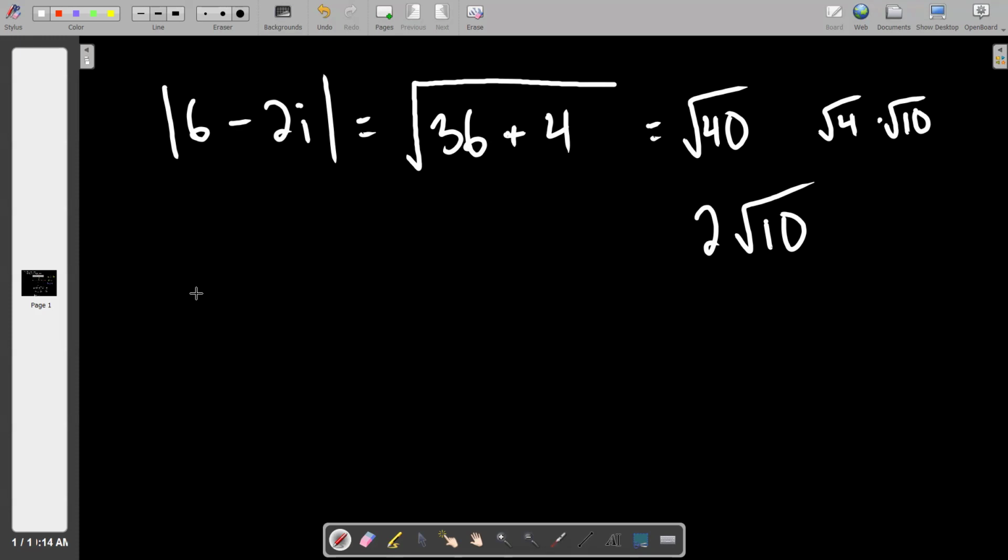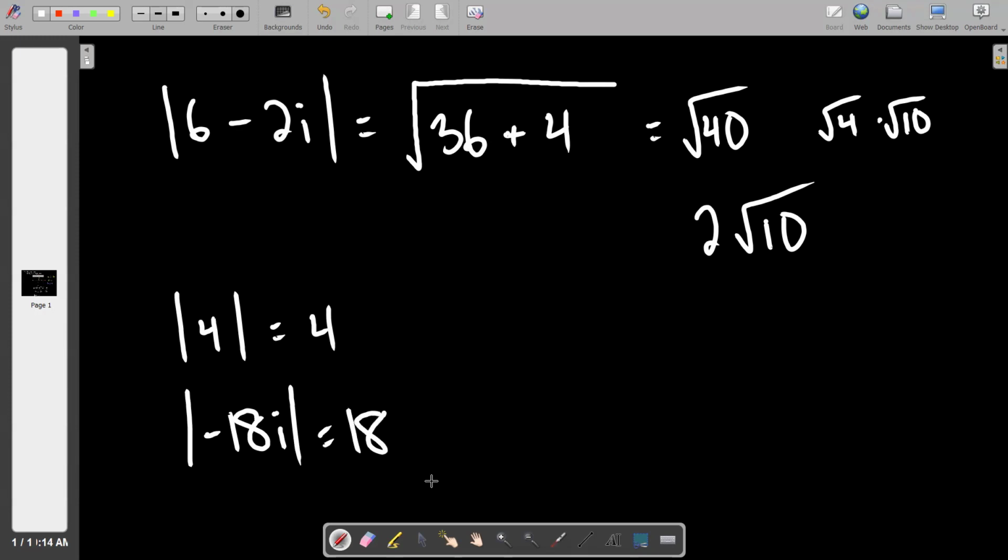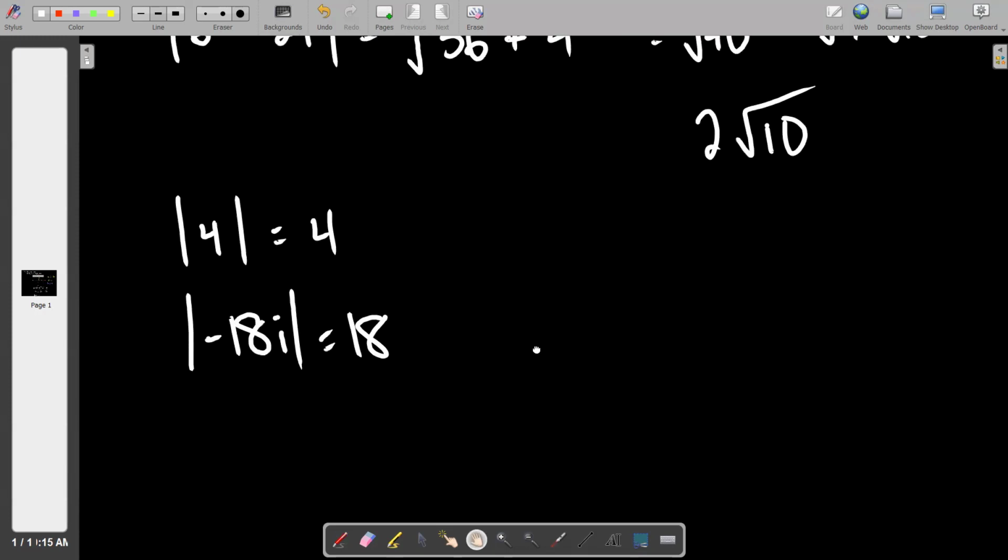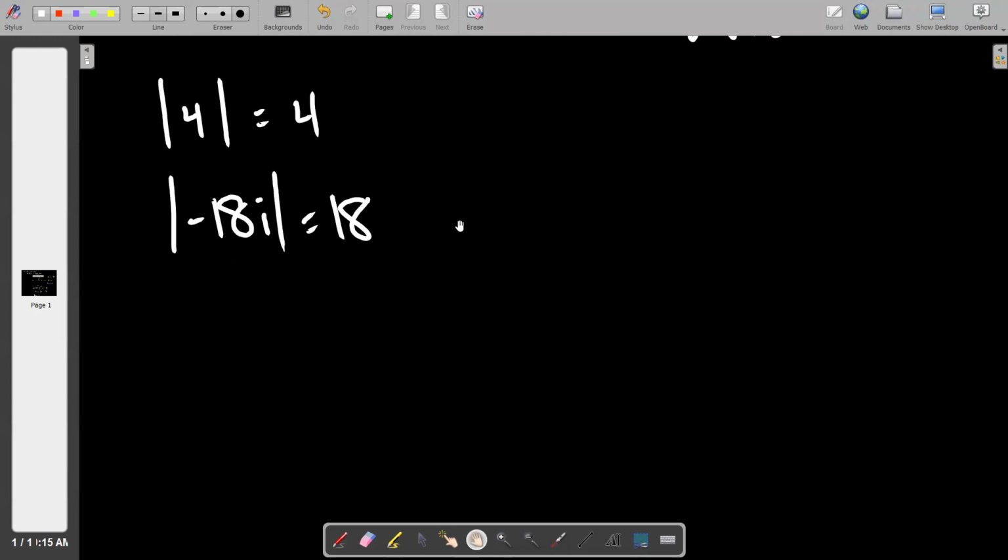Okay. What's the modulus of 4? Good. What's the modulus of negative 18i? Just 18. Your modulus will never be a negative real number, okay? Because it's a physical distance. And then lastly, let's do the modulus of 5 minus 12i.